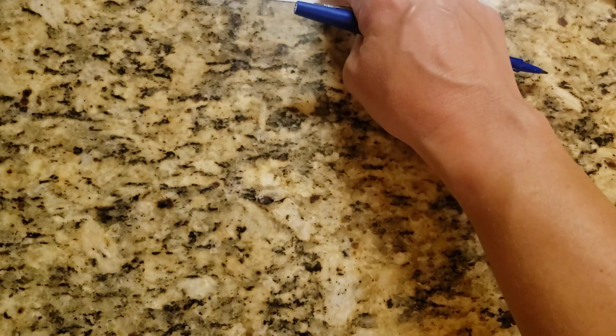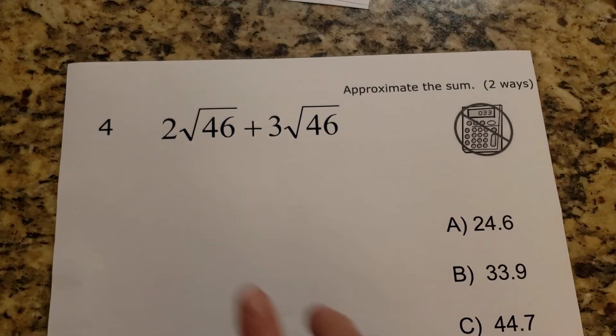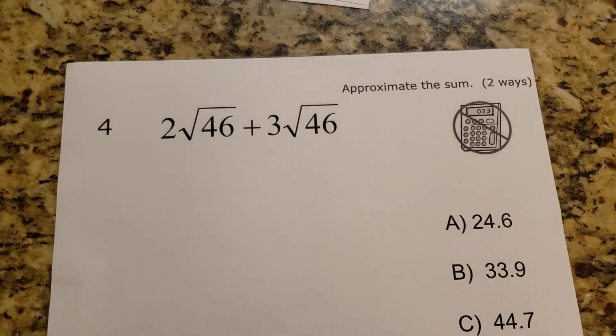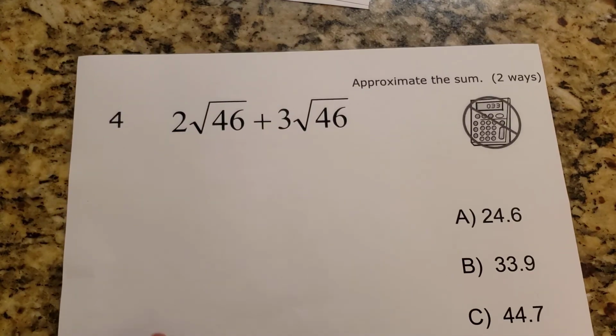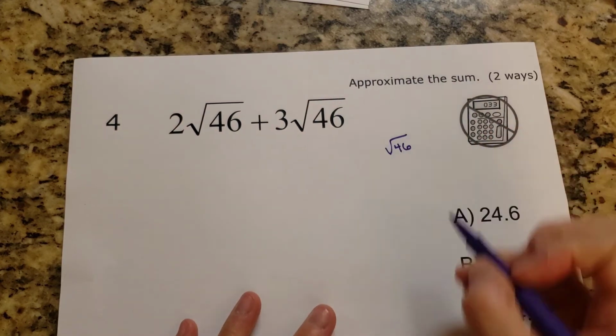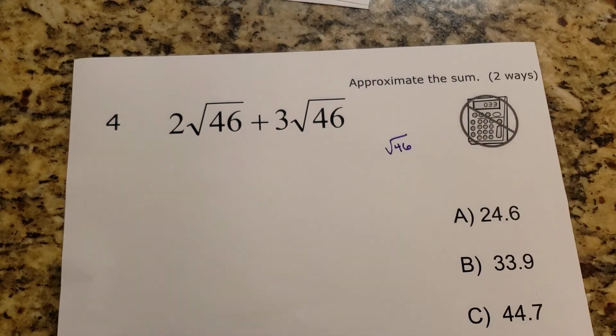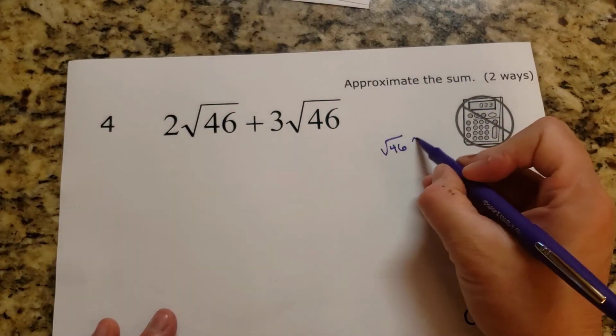All right, let's try 4. Number 4 is kind of interesting because there's a couple different ways you can do this, and it's really cool. I'm going to show you later on in the year a different way to do it. But here we have the same square root of 46. So we only really have to approximate the square root of 46. And just thinking offhand, that's really close to the square root of 49, so I could just say it's really close to 7.